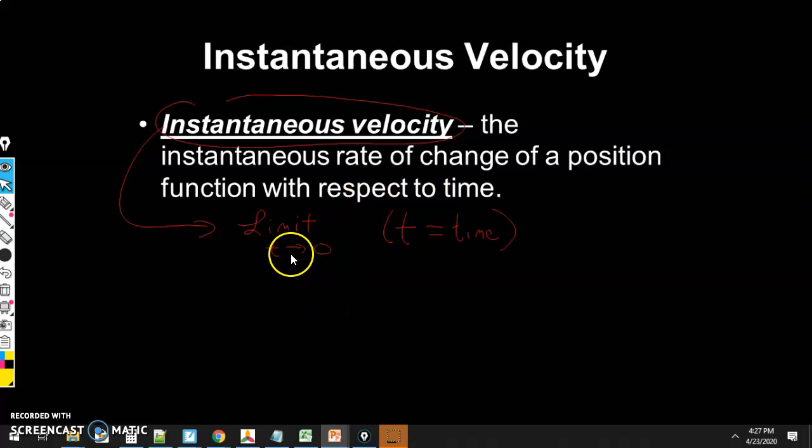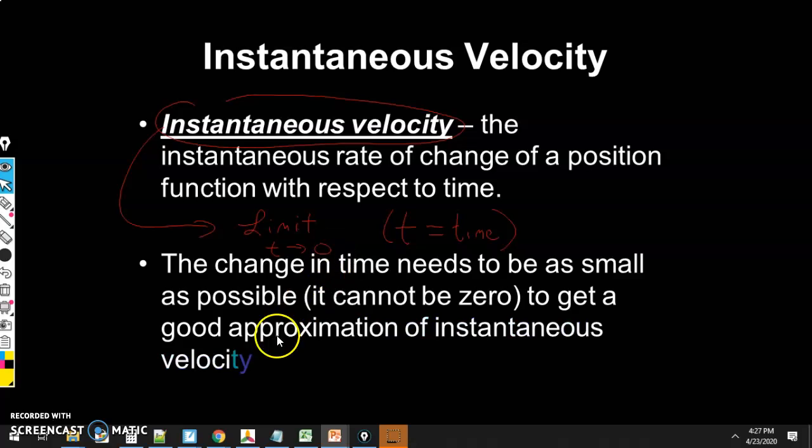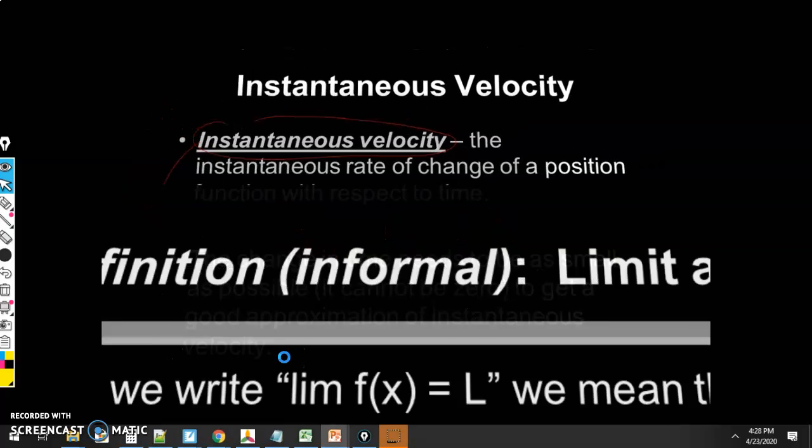So it's like time is approaching zero. Okay, time is getting so small that it's like a split second, instantaneous. Okay, but we cannot actually make the time zero, and hence why we need to use limits here. Otherwise, you would be dividing by zero, which you can't do.